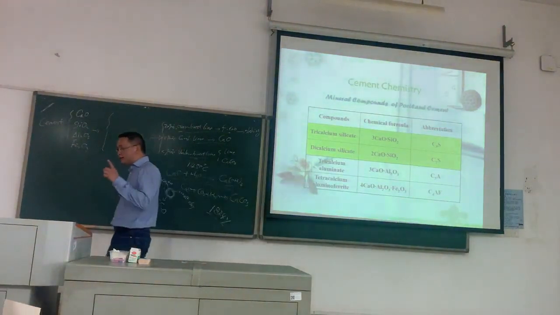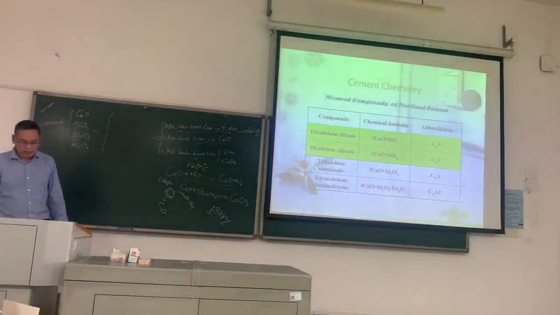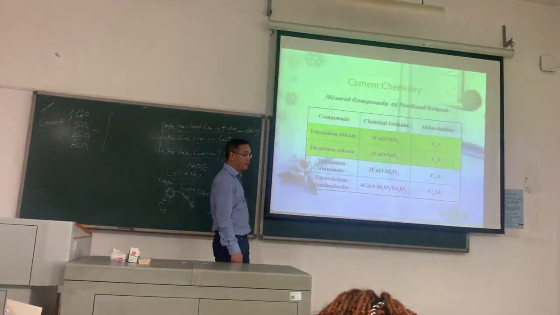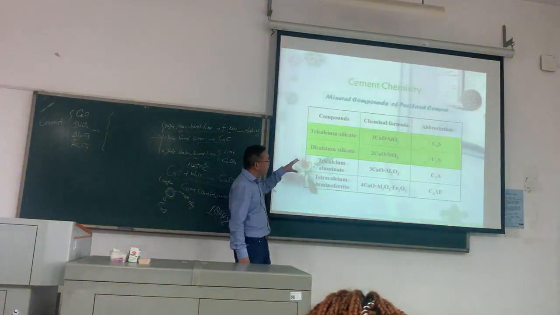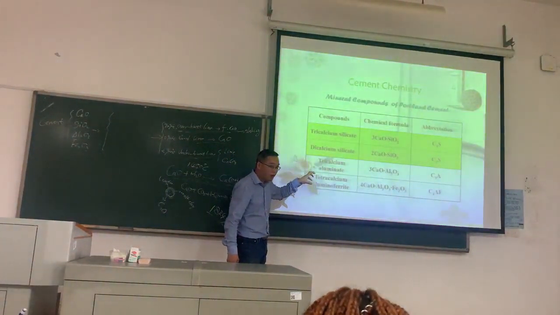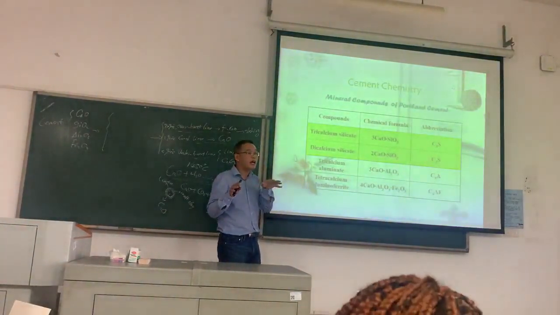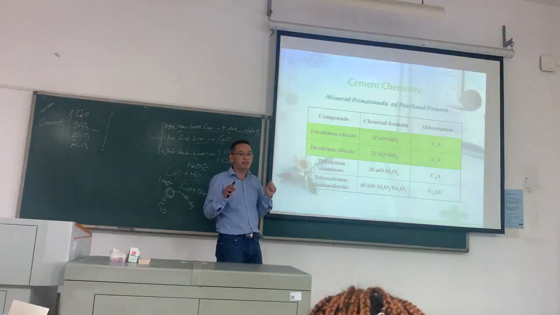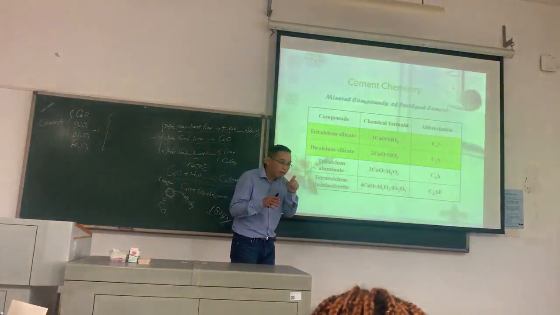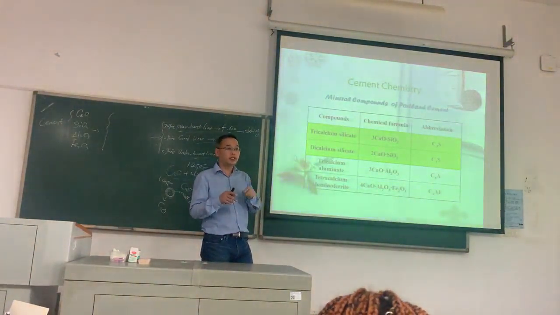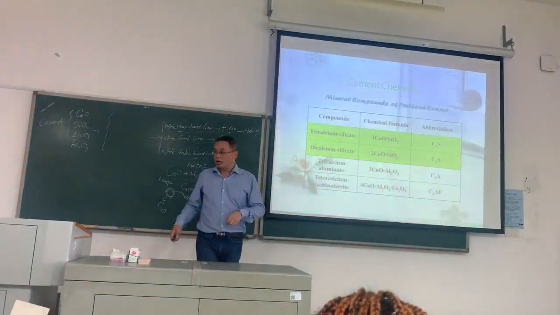So these are the 4 important compounds in the cement. Besides these 4 kinds of compounds, there are some other compounds, but the amount of them is very limited. But there are some harmful compounds also in the cement.